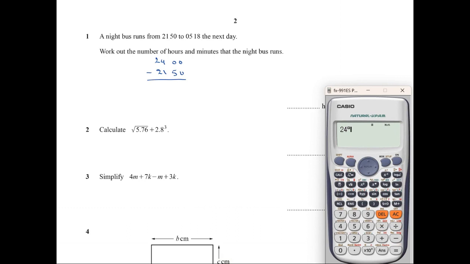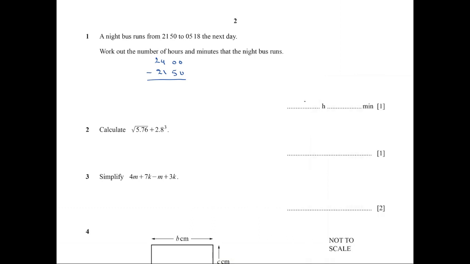24 minus 21:50, and the result will be 2 hours and 10 minutes. The result should be added to 5:18. So the result is 7 hours 28 minutes.